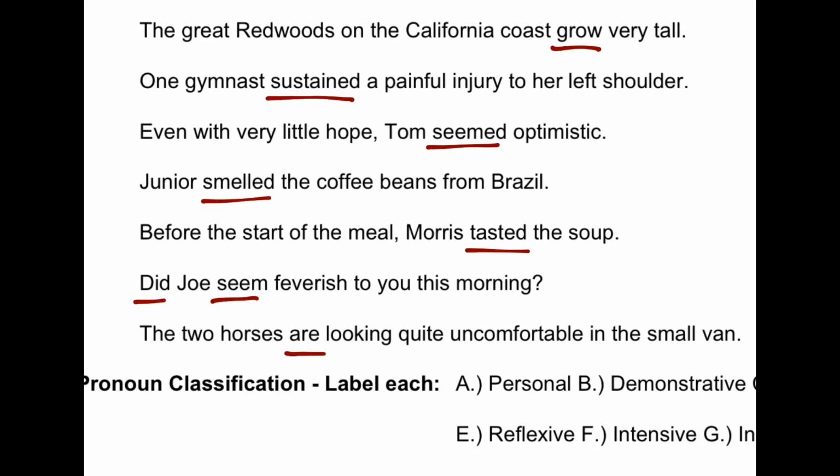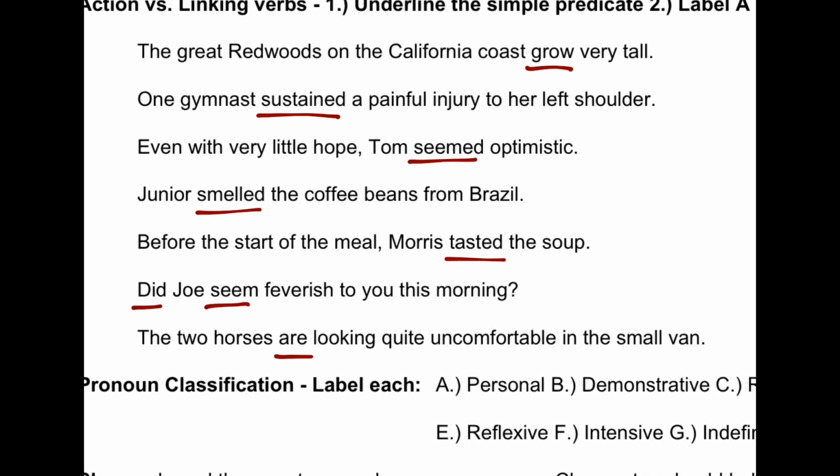Here are the simple predicates in the next section, and we have to determine whether they are action verbs or linking verbs. So notice tall describes the redwoods. Grow links that description to the subject. Sustained is an action verb here. Would you say that injury describes the gymnast? Probably not. Optimistic, though, does describe Tom. And coffee beans are what Junior smelled, so that's another action. Morris tasted the soup. You can see an action occurring there.